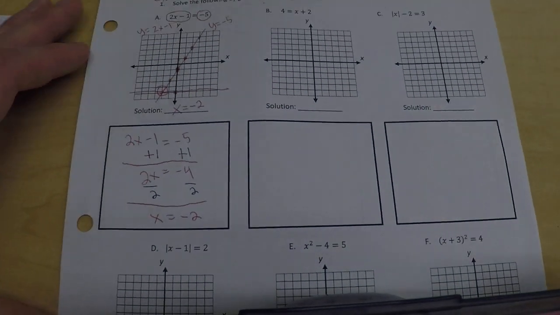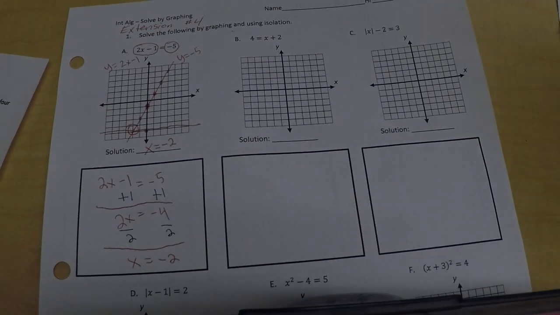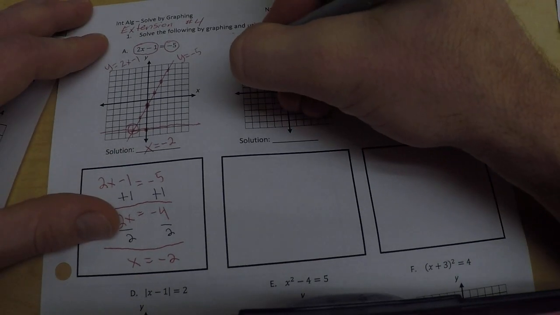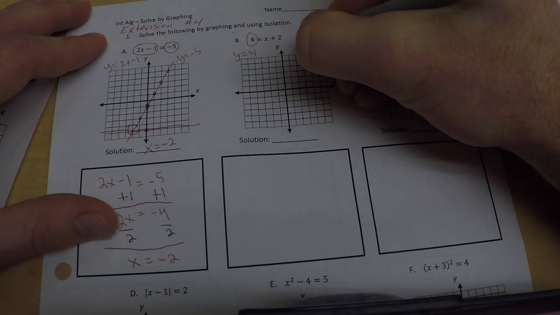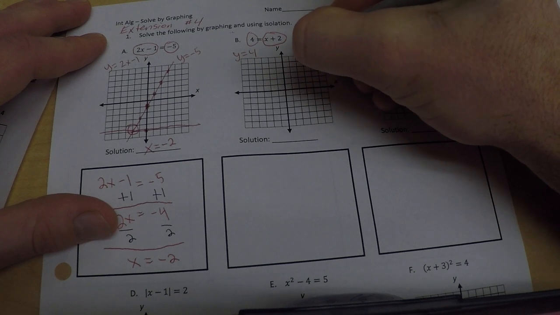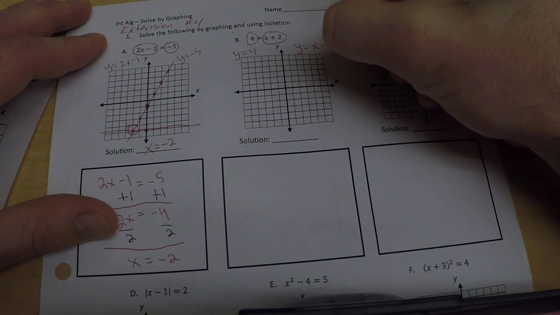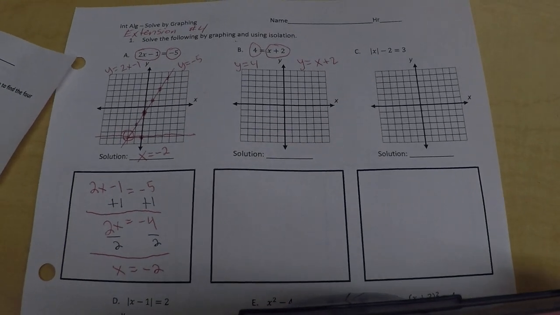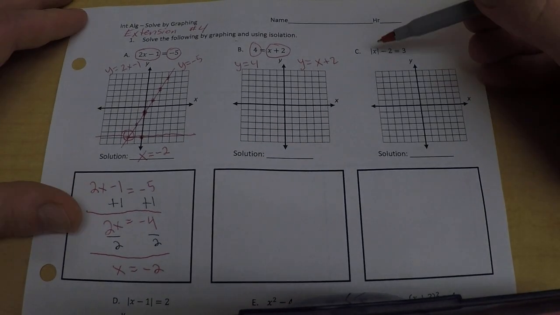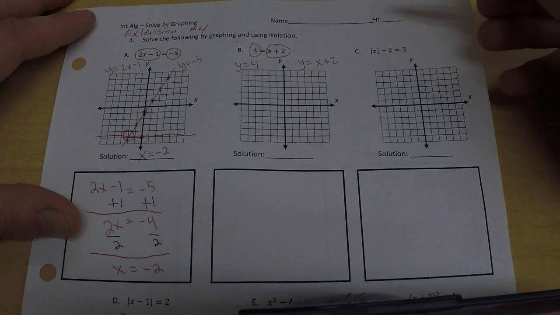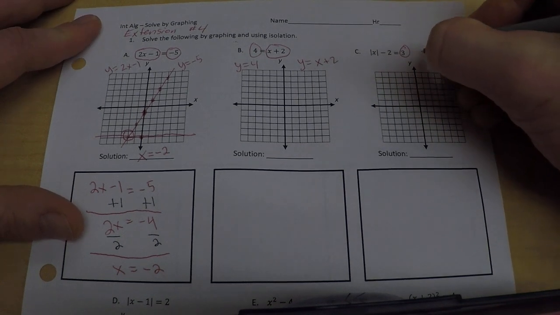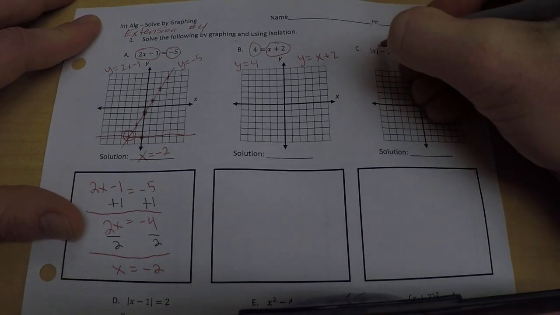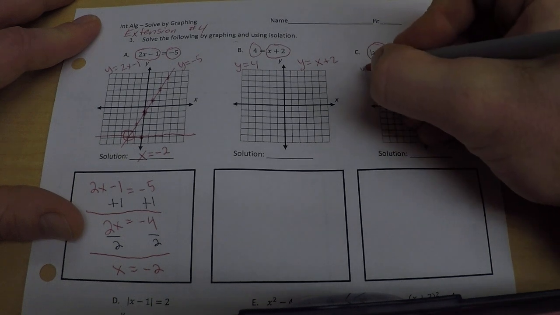When you do B, you're going to want to graph this one. So y equals 4, graph that, and also graph the other side. Y equals x plus 2. See where they cross, solve by isolation. It gets a little more interesting when we start to do some of our V shapes and U shapes. So this one, y equals 3, that's going to be a straight line across, and this is going to be a V shape.